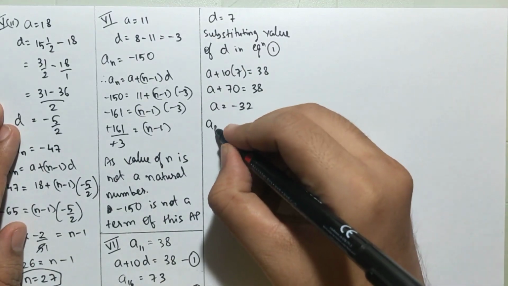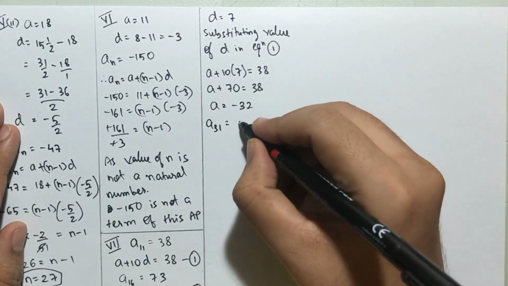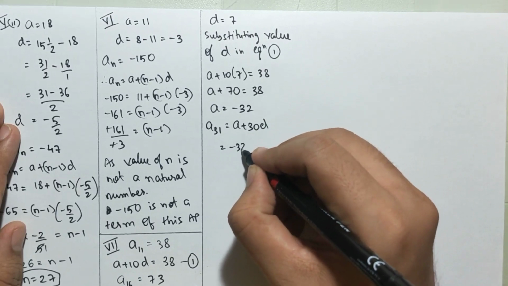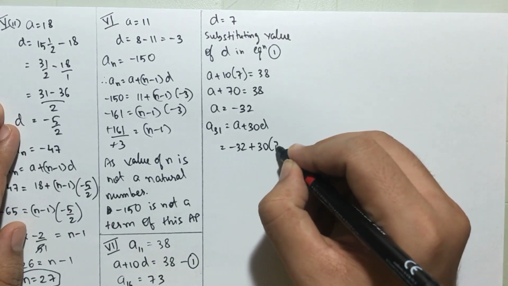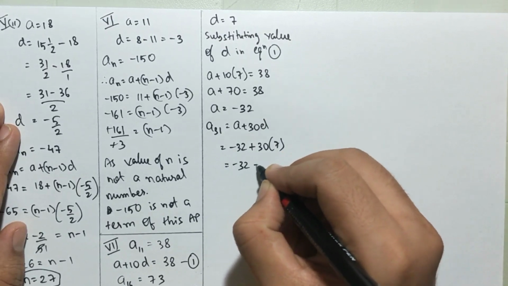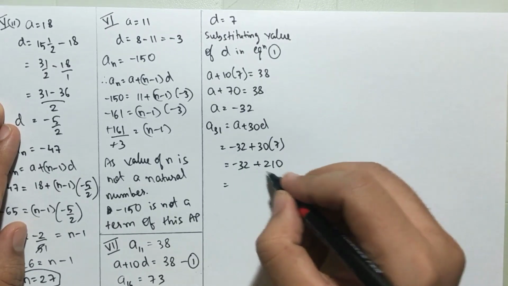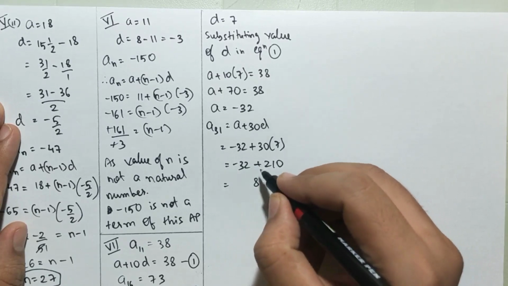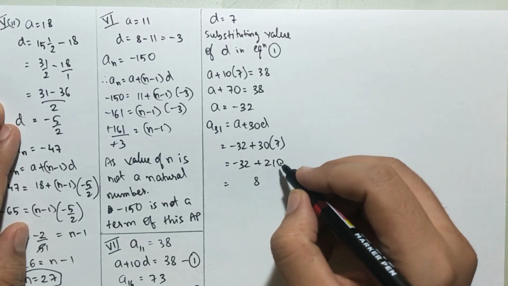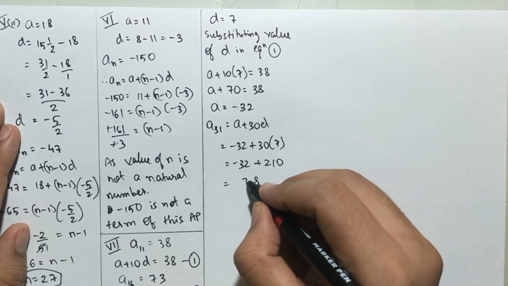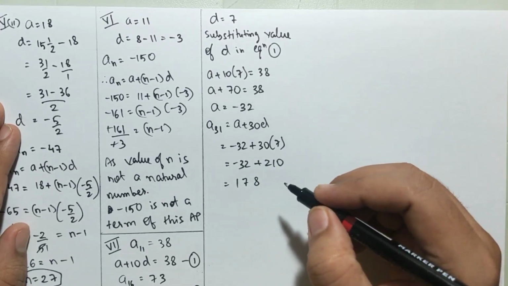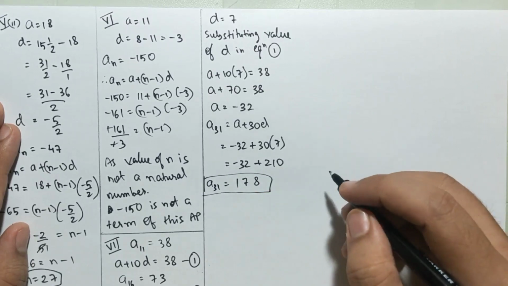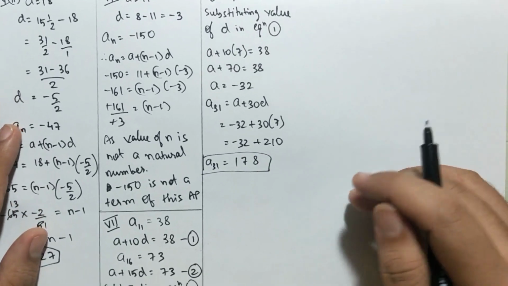So 31st term. What is the formula for 31st term? That is a plus 30d. A is minus 32 plus 30 multiplied by 7. So minus 32 plus 210. The answer would be 210 minus 32, that is 178. So 31st term is 178. Let us proceed towards the 8th sum.